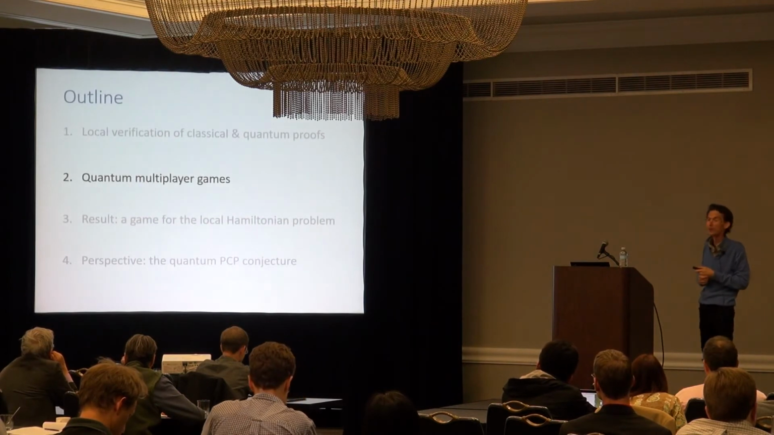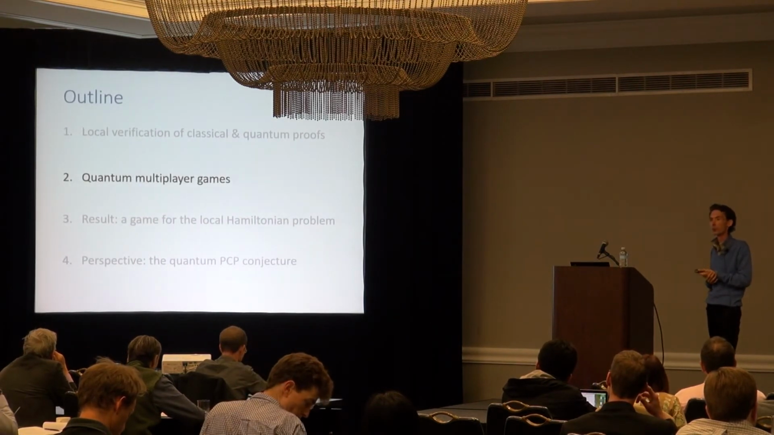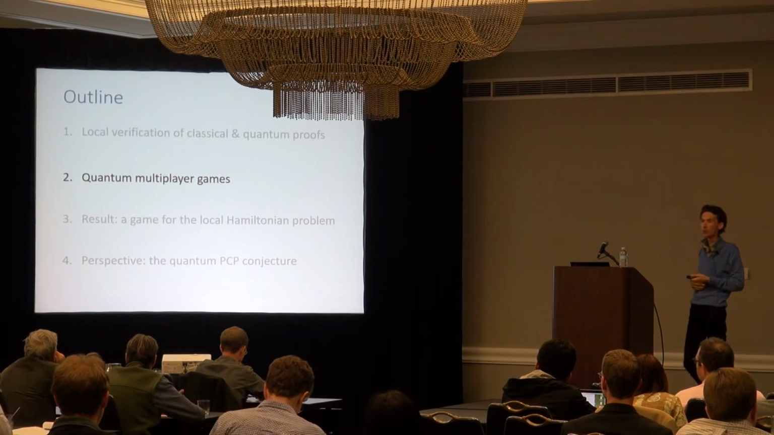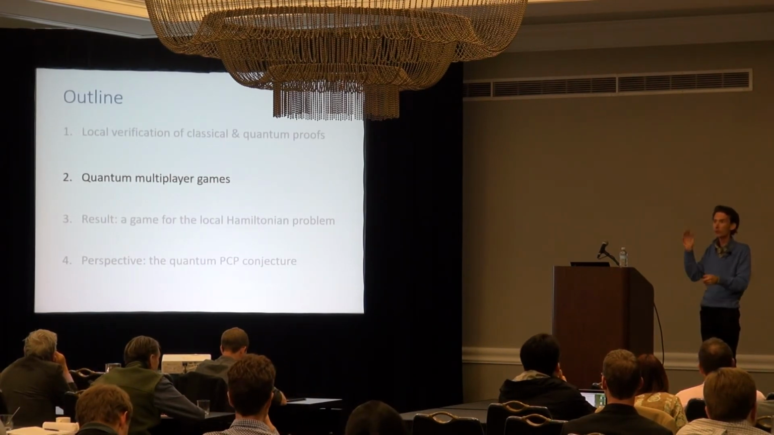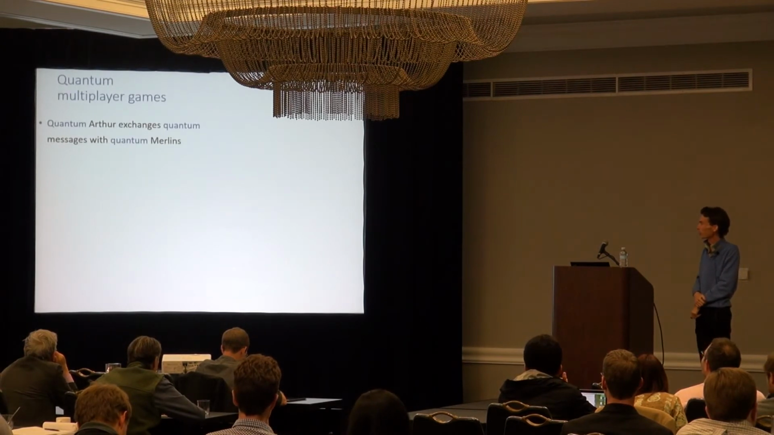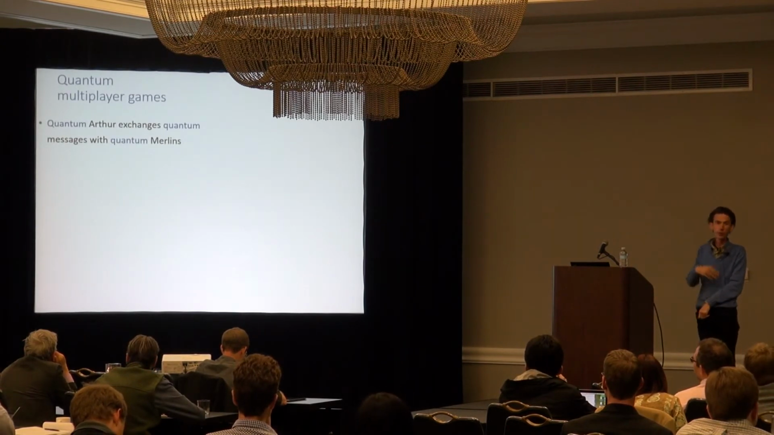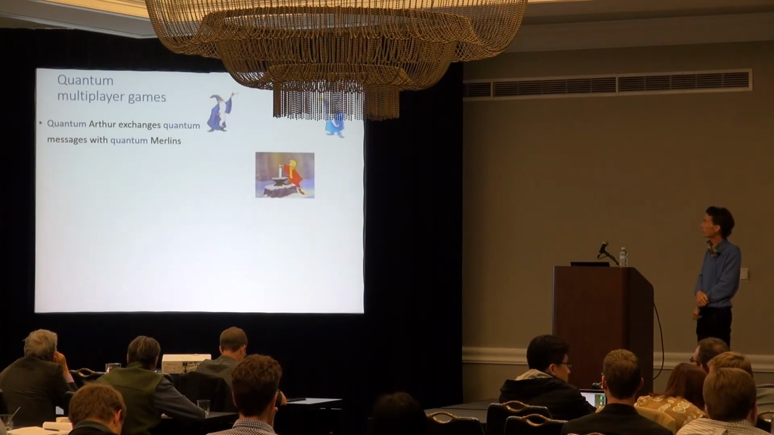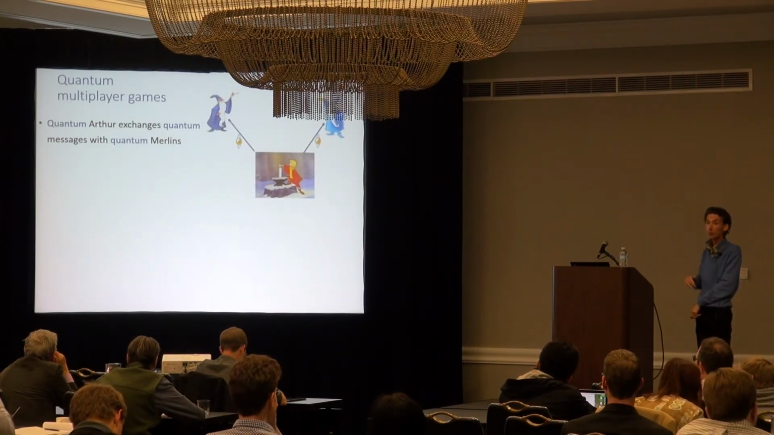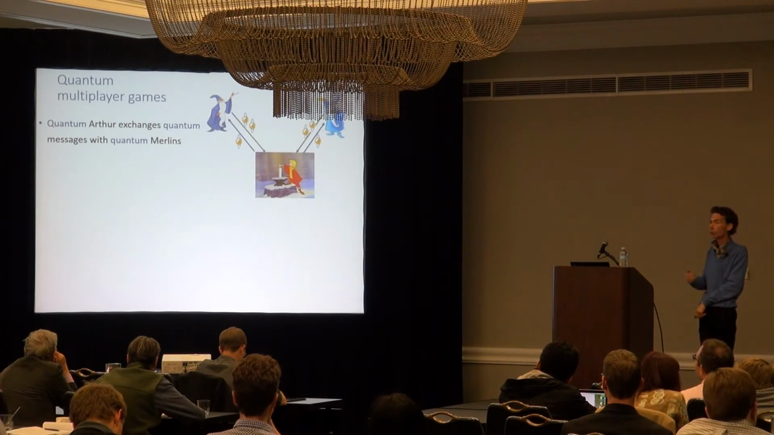Otherwise, we'll just continue. We'll try to adapt the same framework we had in the classical case to the quantum case. So we're going to be talking about quantum multiplayer games. Just take the same thing as before, make everything quantum, see what happens. So now we have a quantum Arthur. This quantum Arthur exchanges quantum messages with the Merlins. It looks something like this. You can send them qubits if you want. They can send you qubits back.